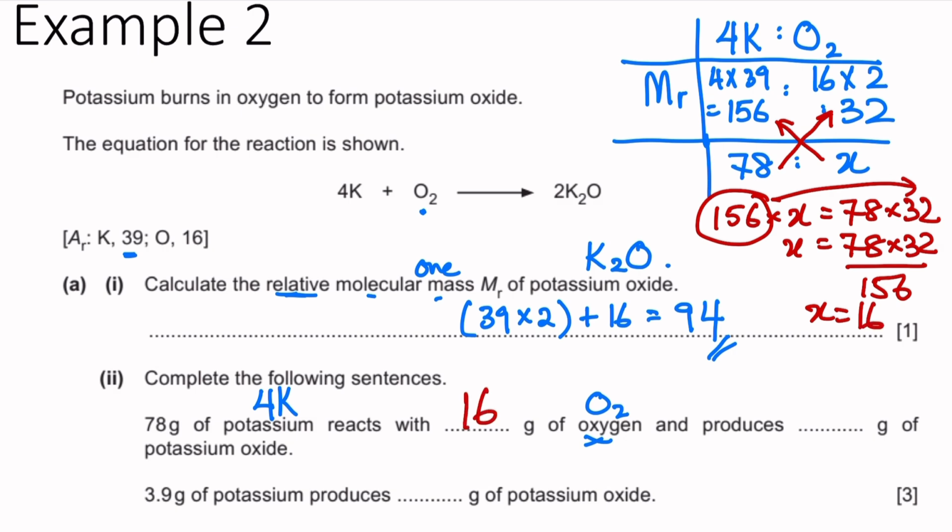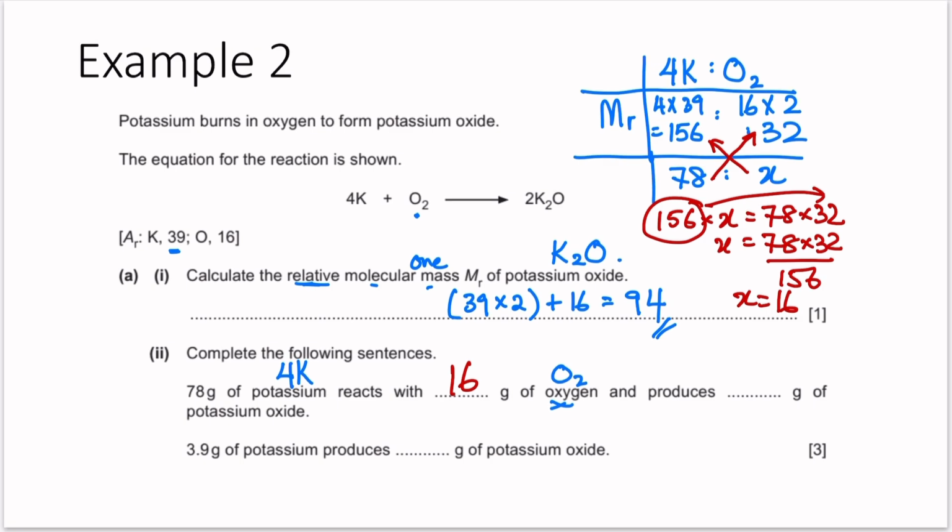Is that okay so far? If you are confused or couldn't get it, you can rewind this video. Next, the second part here, and produce blank gram of potassium oxide. How are we going to calculate this? We are still using this ratio, but we have to change something.